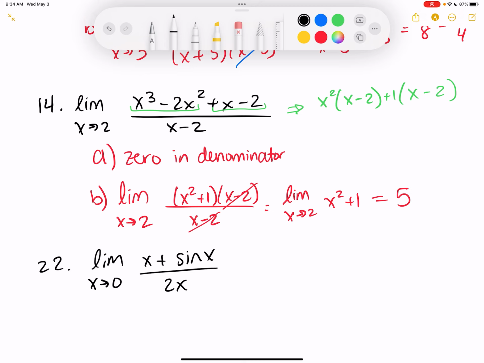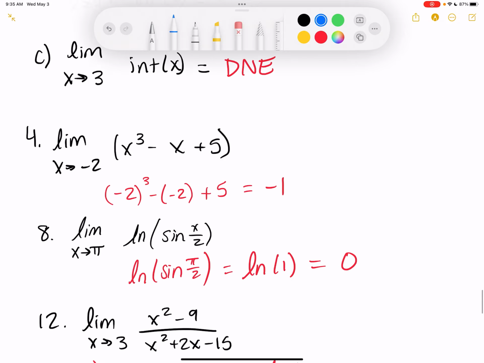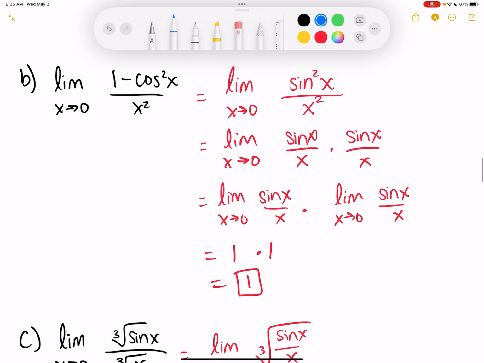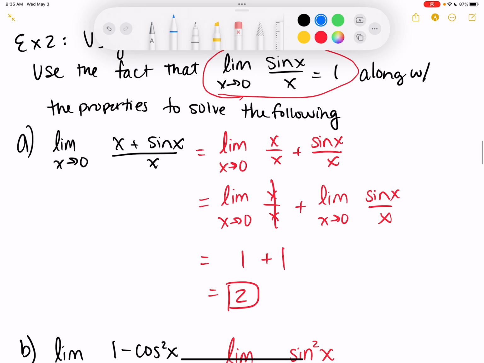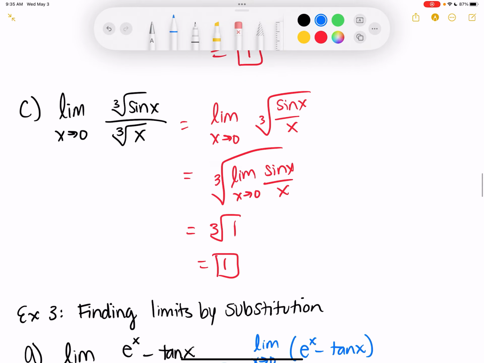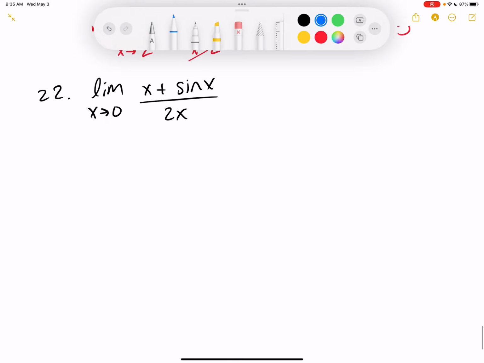Any ideas about this one? Can you factor out an x on the top? Sine of x over x equals 1, so this kind of looks like this problem a little bit. Oh, if it's under the same denominator, you can break it up. Let's try that first and see.